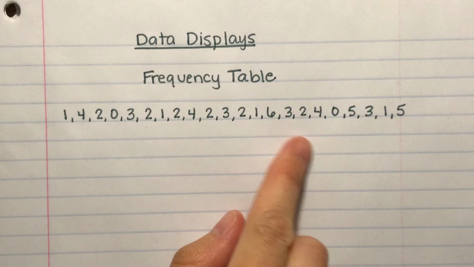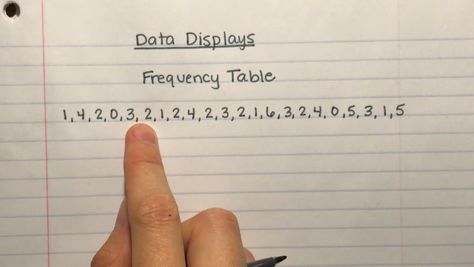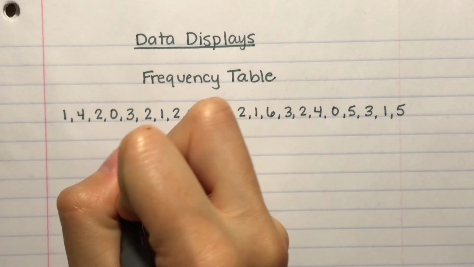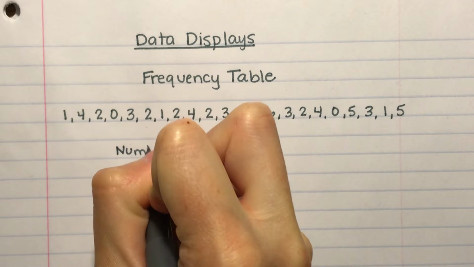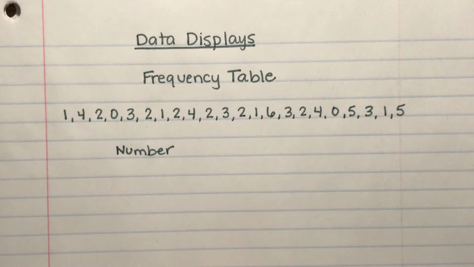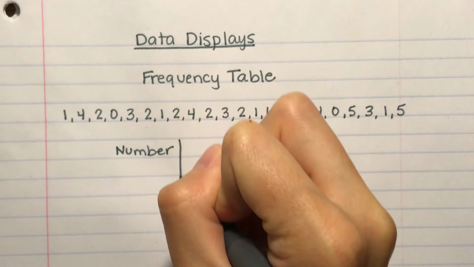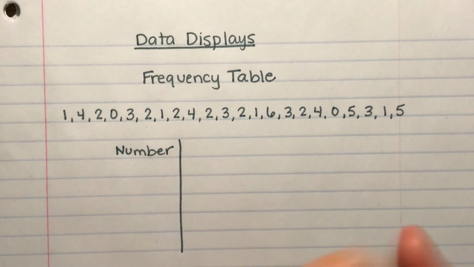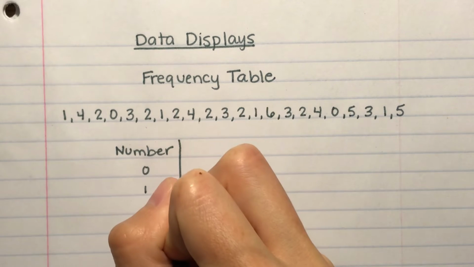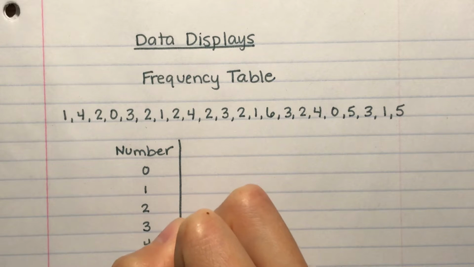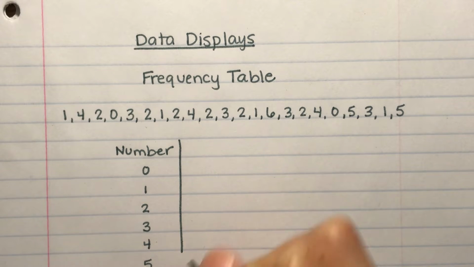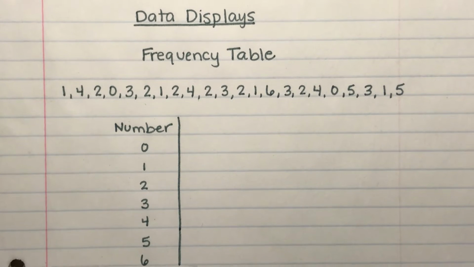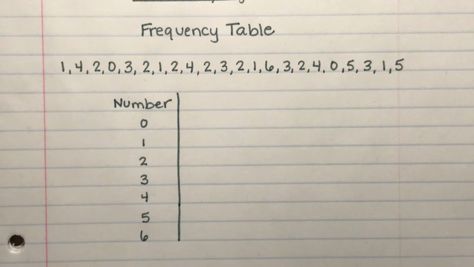For this, the numbers are so close together that I'm just going to make no categories. They're just going to be all their own number. All right, so I'm going to make a small table. I'm going to make a column that says number. So that means what numbers do I see here? So I've got a 0, a 1, a 2, a 3, a 4, a 5, and a 6. Okay, so I've got all these different numbers.